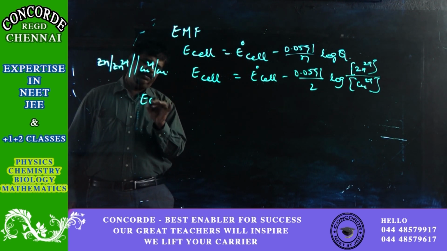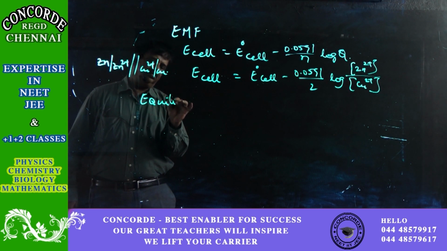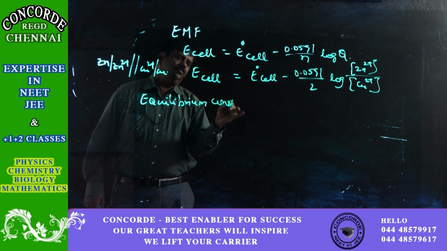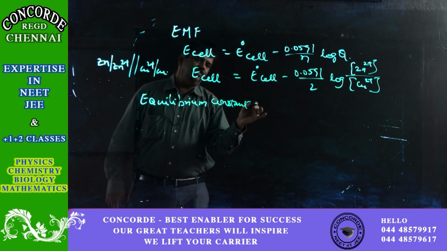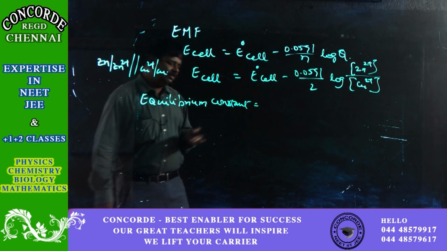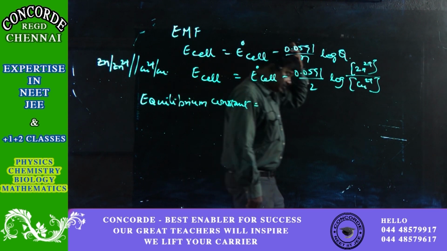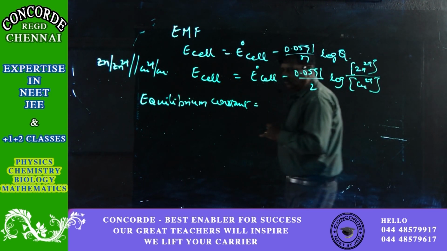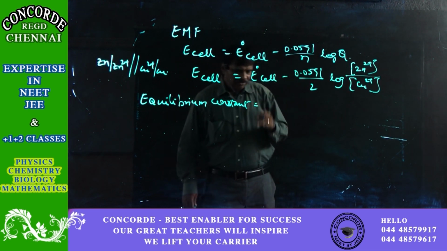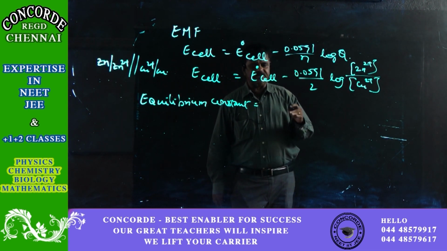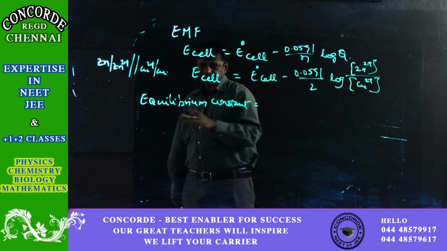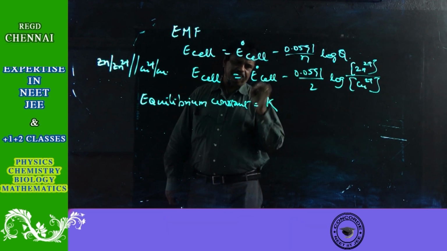Equilibrium constant. You know very well that we would have studied this equilibrium constant. The equilibrium constant is the product of the concentrations of products raised to their coefficients divided by the product of the reactants raised to their coefficients. So, the equilibrium constant is K.